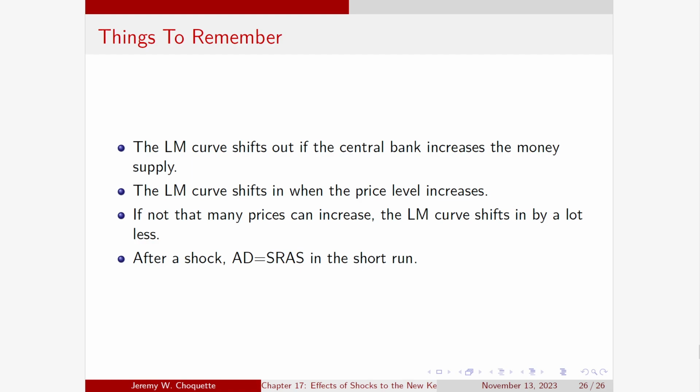The amount the LM curve shifts in is going to be a function of how much prices can increase or decrease, right? Shifts in, prices go up; shifts out if prices go down. The ability of prices to move is going to determine the ability of the LM curve to move, whether it moves a lot or it moves a little. And remember, after any shock that we're looking at here, in the short run, aggregate demand is going to be equal to short-run aggregate supply. Just ignore the long-run aggregate supply for now. That'll show up in the next lecture, but for right now, aggregate demand and short-run aggregate supply need to be equal. When those two things are happening, chances are you're on the right track.